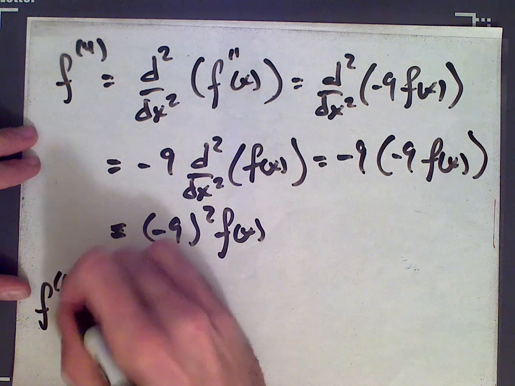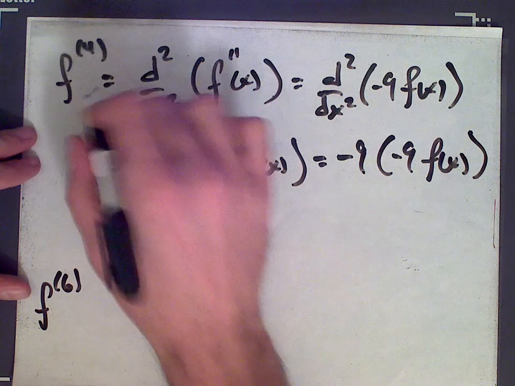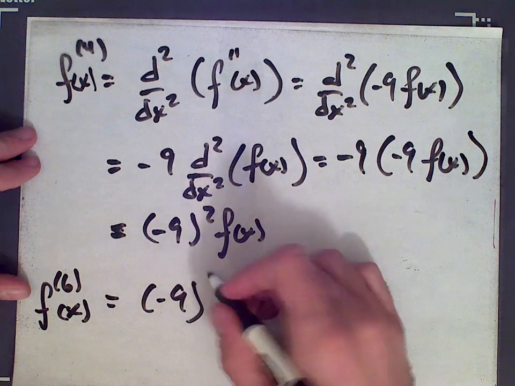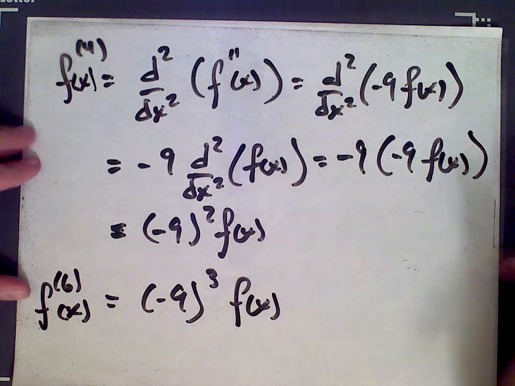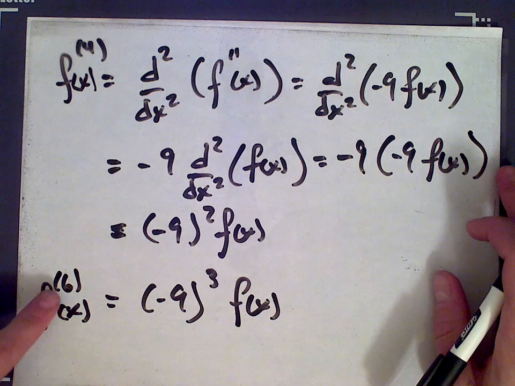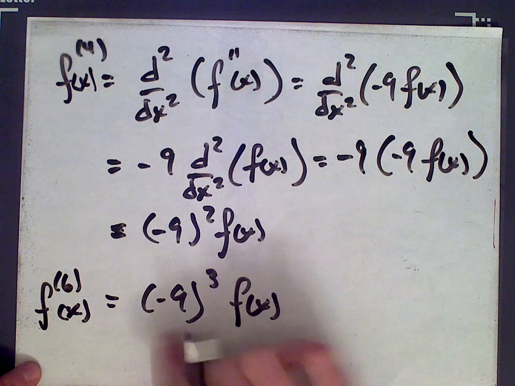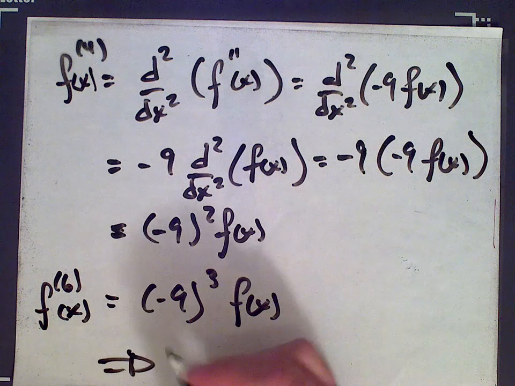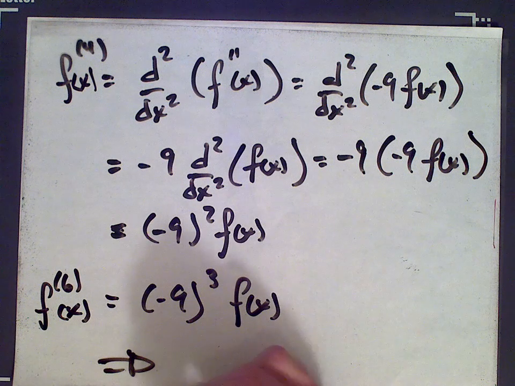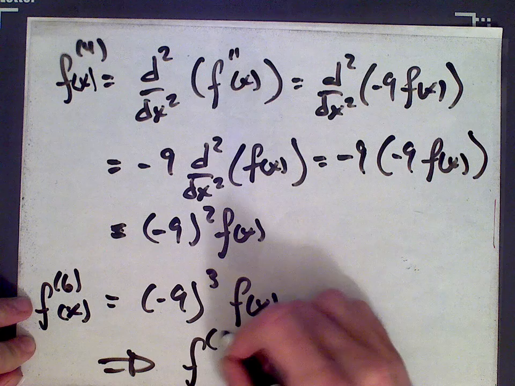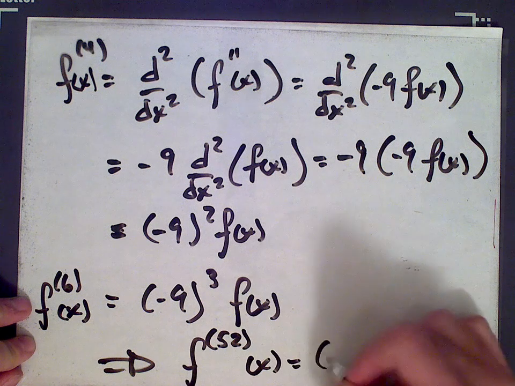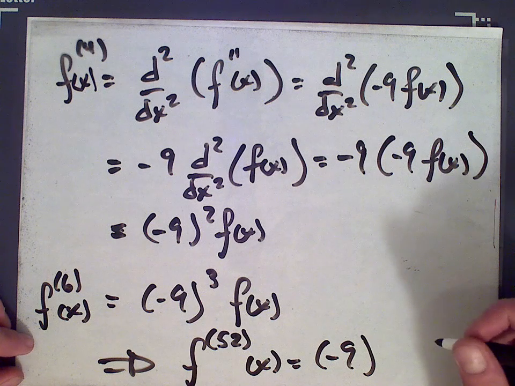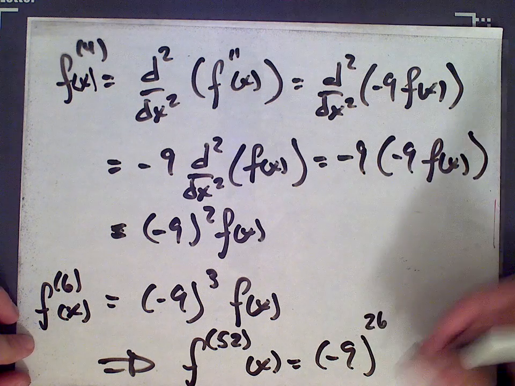So for instance, if you repeat the same thing, the sixth derivative, I should include the variable here, is going to be negative 9 to the power of 3 times f of x. So if we take the sixth derivative, 6 over 2 is 3. It's going to be negative 9 to the power of 3 times f of x. So what does that mean? We need the 52nd derivative. So the 52nd derivative of x will be negative 9 to the power of 52 over 2, which is going to be 26 times f of x.